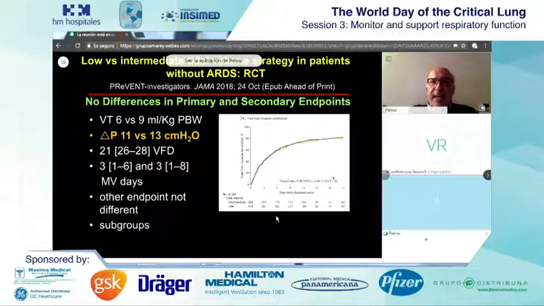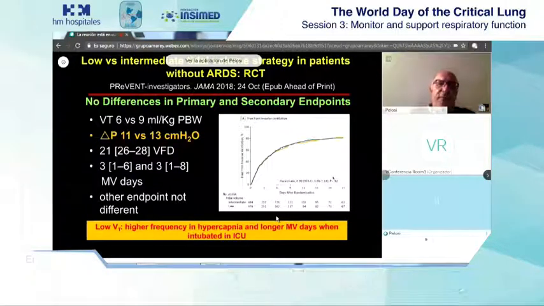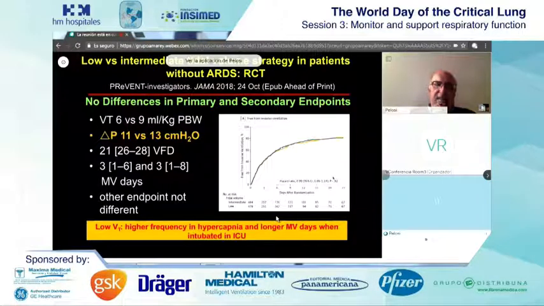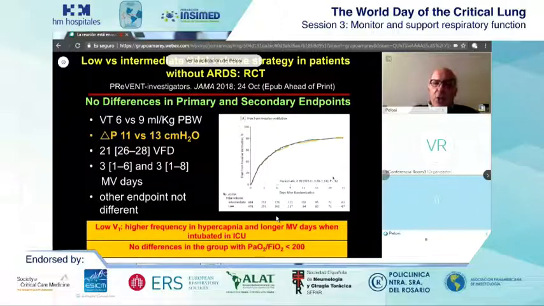The study that has recently been published in JAMA compared these two groups: tidal volume was 6 or 9 in non-ARDS patients, and driving pressure was 11 versus 13. We found no difference in ventilator-free days or other major endpoints of the study, suggesting that within 13 centimeters of water driving pressure, there is no negative effect on the lung. However, patients treated with progressive low tidal volume had a higher frequency of hypercapnia and longer mechanical ventilation days. And there was no difference between these two tidal volumes and driving pressures when we subanalyzed the group with PaO2 lower than 200.